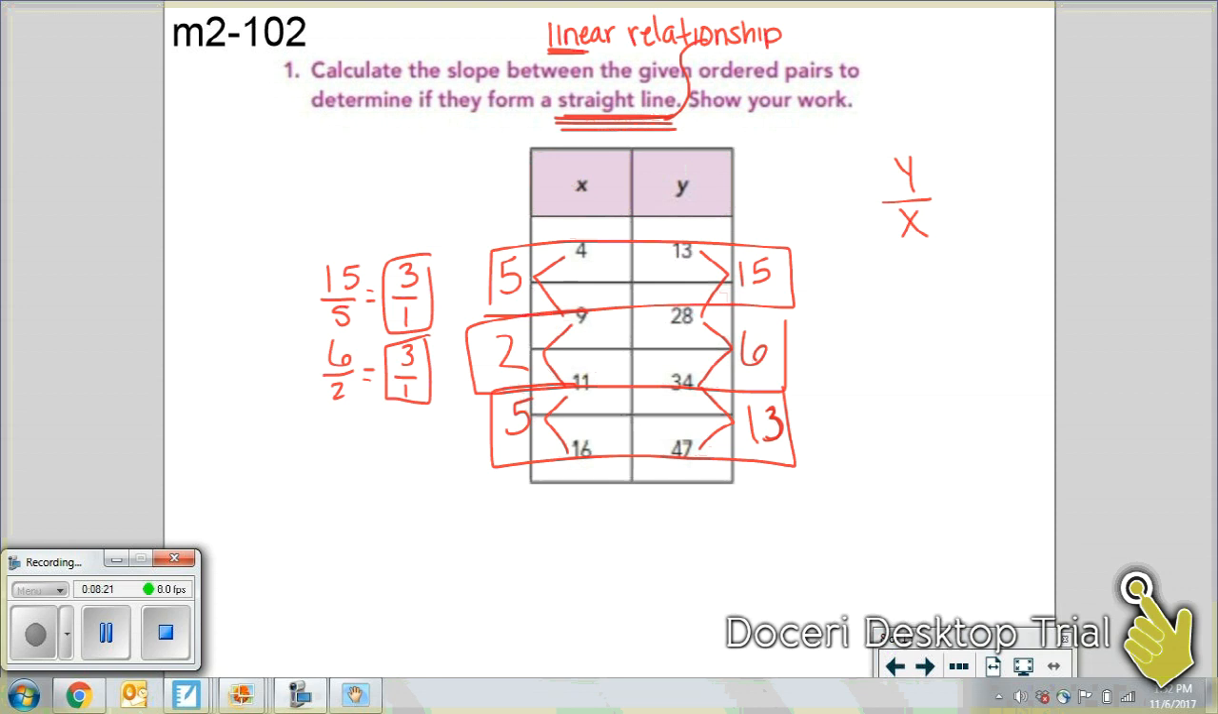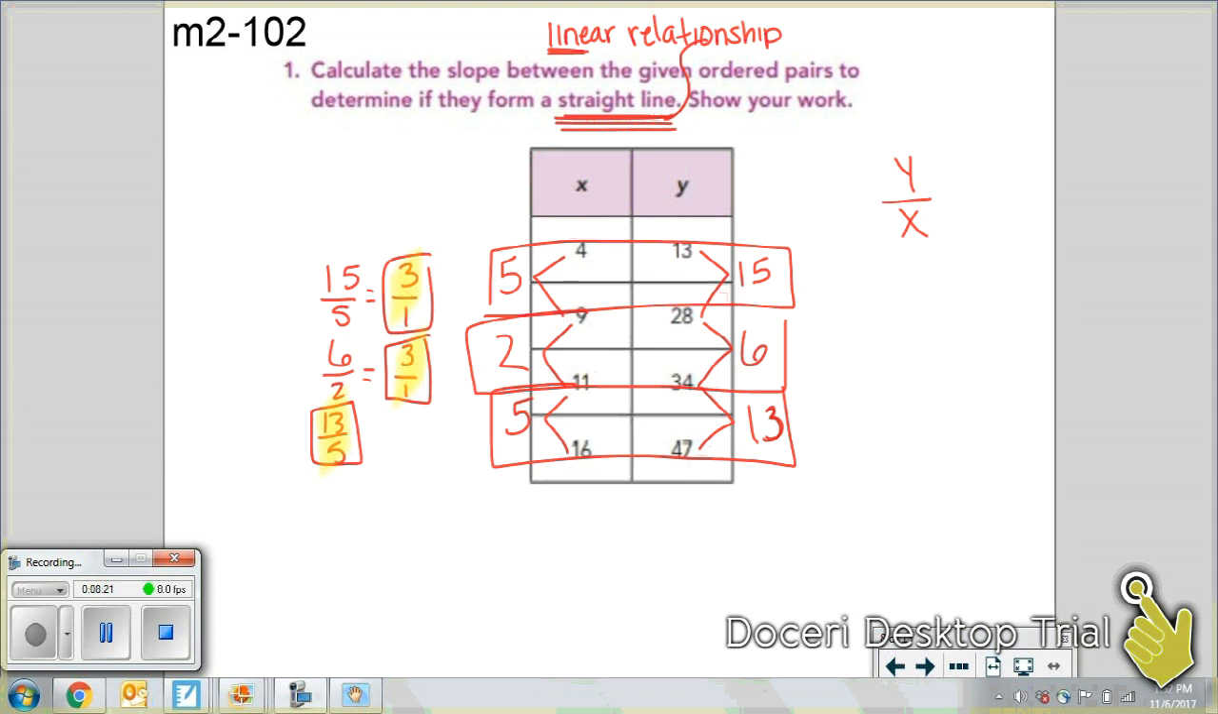Let's look at the last section. So we have 13 over 5. Well, that's kind of weird because we know we can't reduce 13 over 5. So that means our slope is 13 over 5. Now here's where we go back to our question. We were supposed to determine if they form a straight line. Anytime we have different slopes, so we had 3 over 1, 3 over 1, and 13 over 5, anytime they're not all the same, that means this is not going to form a straight line.